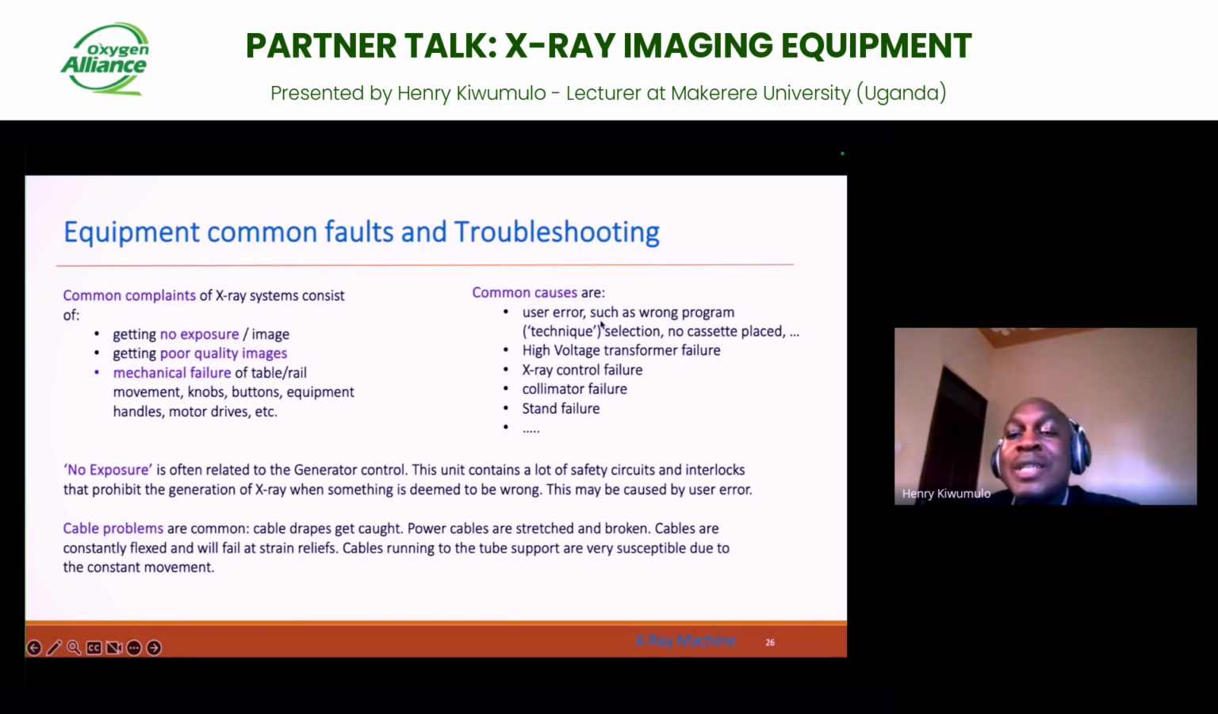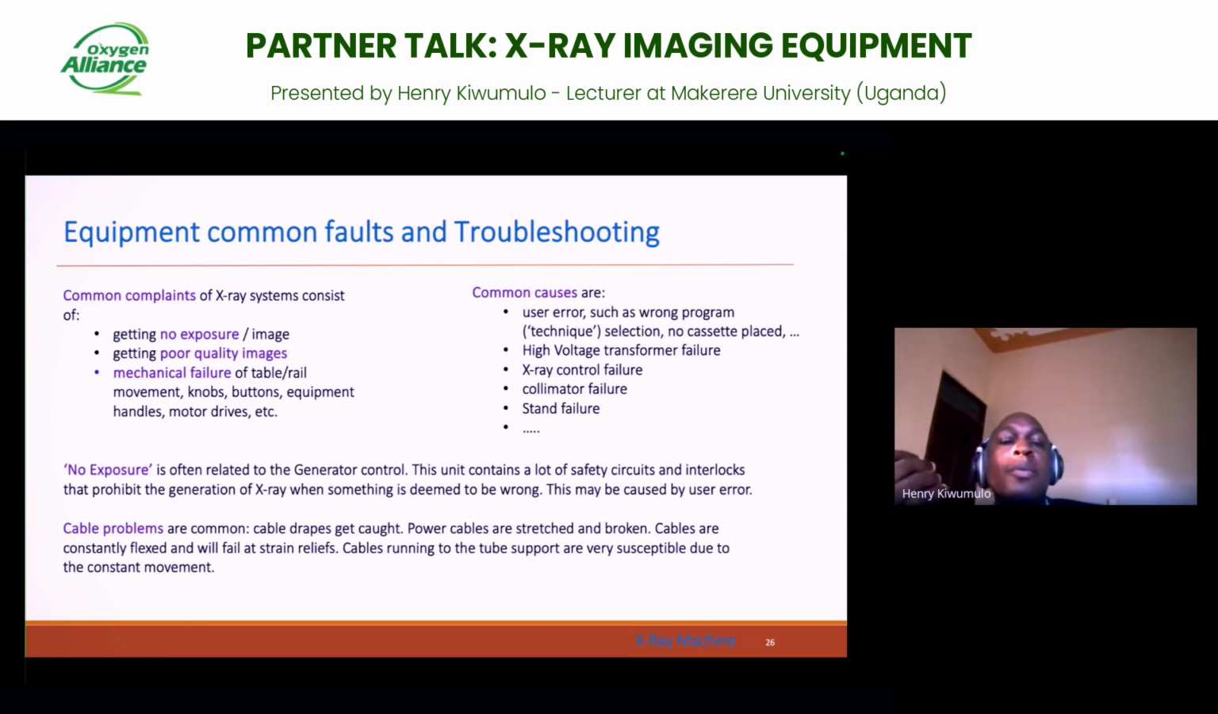The common causes are normally user error, because especially now with the programmed X-ray systems, which are advanced nowadays, sometimes one can choose a wrong technique, and this wrong technique, of course, can hamper the operation of the machine. It could be a high voltage transformer which is failing. It could be the X-ray control failure. So those are some of the common things.